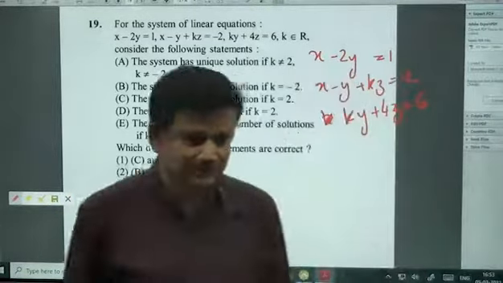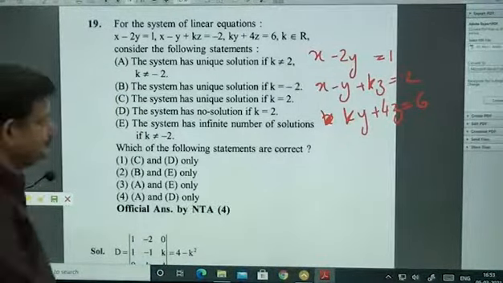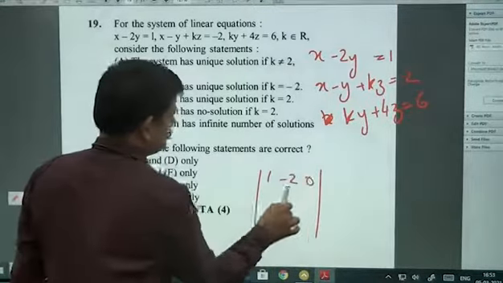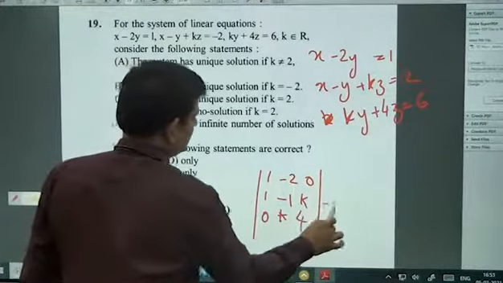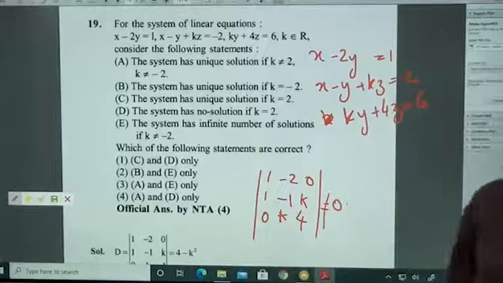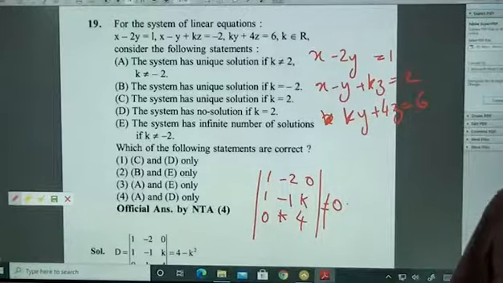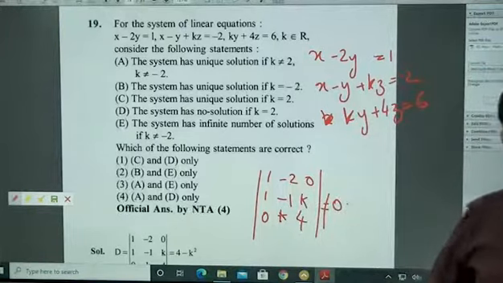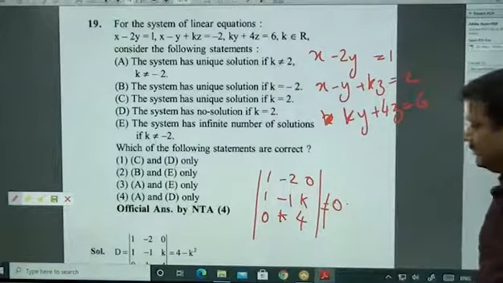Still there will be a method. I'll tell you. In such cases where you are not able to identify a linear combination, what you have to do? Determinant: 1, minus 2, 0; 1, minus 1, k; 0, k, 4 is equal to 0. If it is not 0, you will have a unique solution. If it is 0, there is a chance of infinite solutions or no solution. To check infinite or no solution, replace the constants in one column. If that is also 0, infinite solutions. If that is not 0, no solution. Simple discussion. Yes or no? That is what you can do.